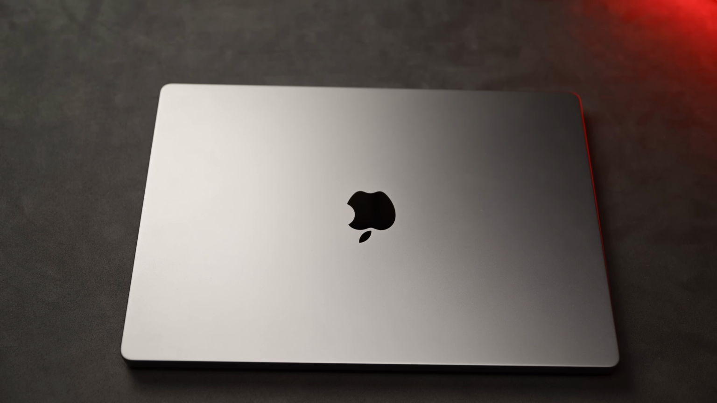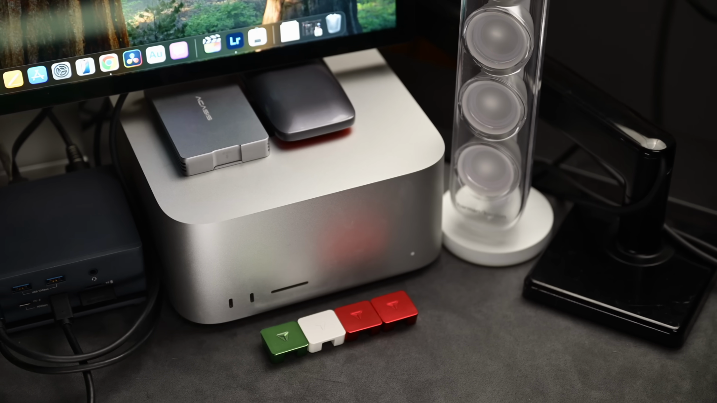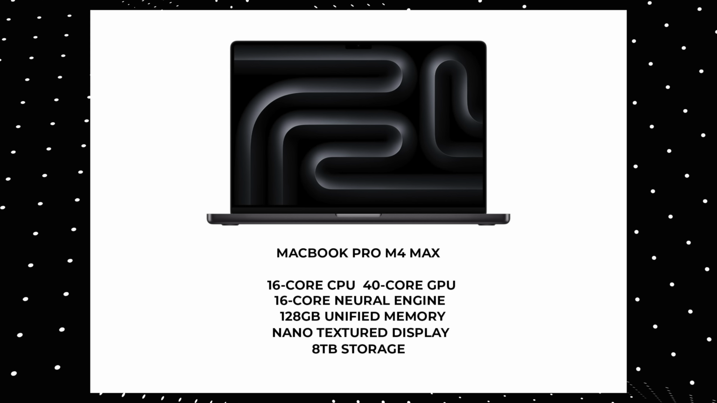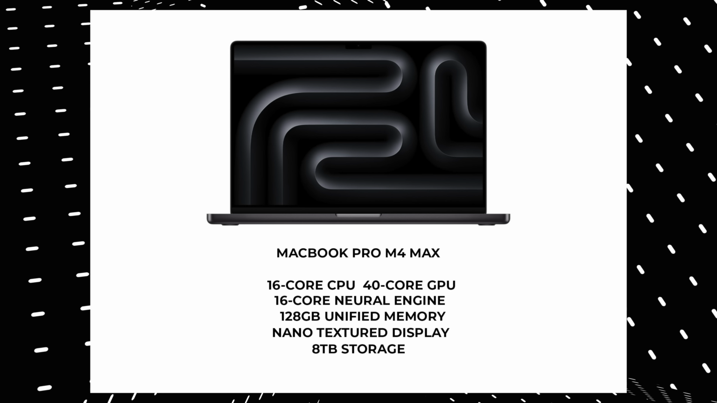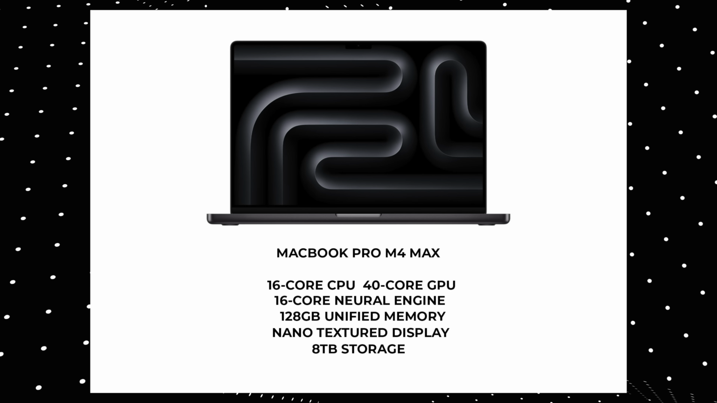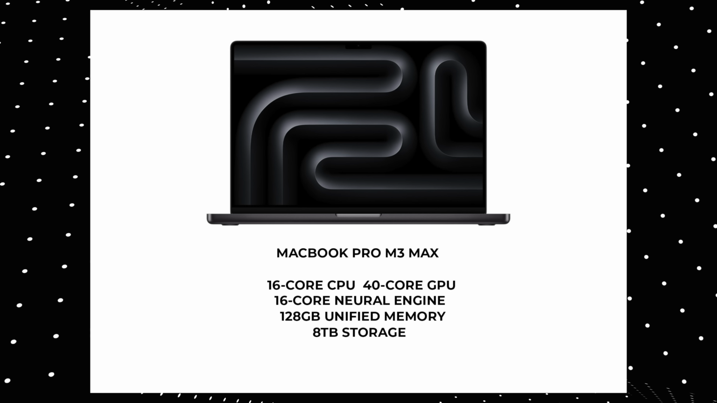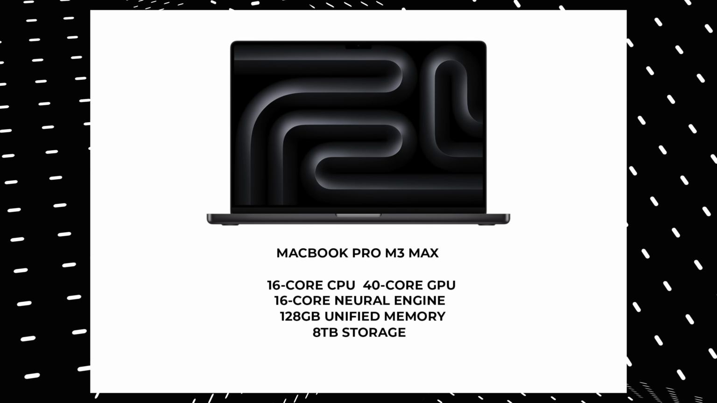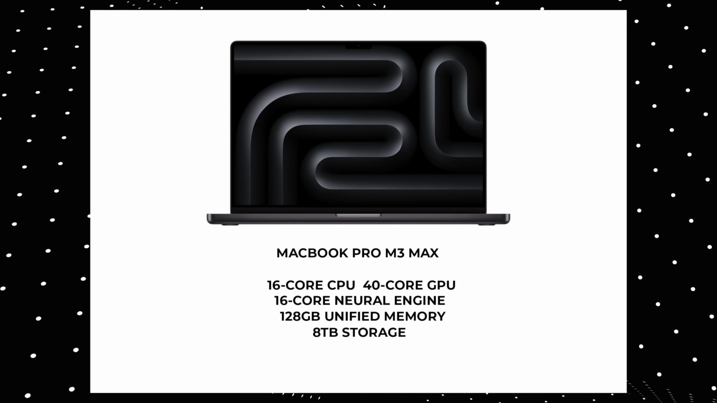Now we're gonna compare it against the M1 Max MacBook Pro, M2 Max Mac Studio, and the M3 Max MacBook Pro. I'm gonna go over the configurations of all the machines so you have an idea what we're playing with here. For the M4 Max, I've got it spec'd out: 16-core CPU, 40-core GPU, 128 gigabytes of unified memory, 8 terabytes of internal storage with the Nano-Texture display, which we're going to talk about in just a bit. The M3 Max: 16-core CPU, 40-core GPU, 128 gigabytes of unified memory, and 8 terabytes of storage. So these are neck and neck right next to each other, except Nano-Texture display, of course.